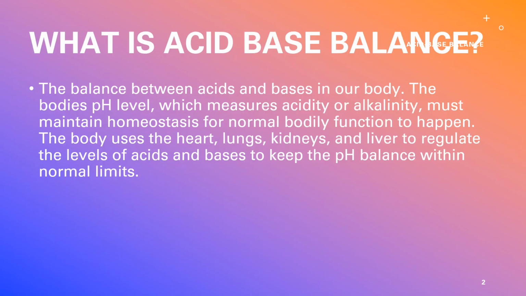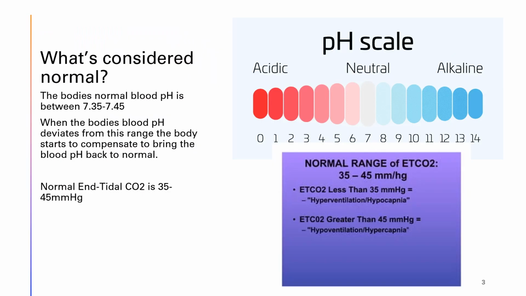What is an acid-base balance? Well, an acid-base balance is the balance between acids and bases in our body. The body's pH level, which measures acidity and alkalinity, must maintain homeostasis for normal bodily function to happen. The body uses the heart, lungs, kidneys, and liver to regulate the levels of acids and bases to keep the pH balance within normal limits.